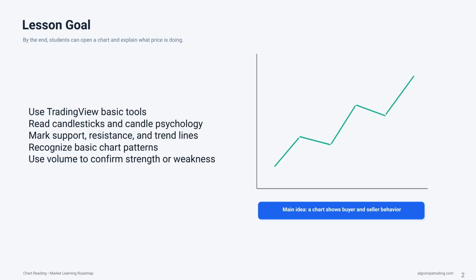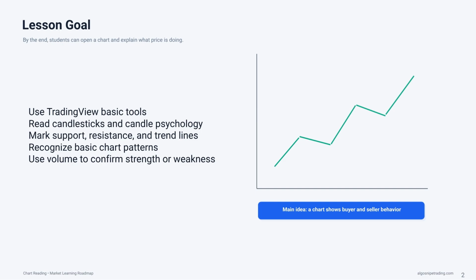They will then learn how to recognize simple chart patterns such as higher highs, lower lows, breakouts, pullbacks, double tops, and double bottoms. Finally, students will learn how to use volume to confirm strength or weakness. If price moves up with strong volume, the move has more power. If price moves up with weak volume, traders should be careful.